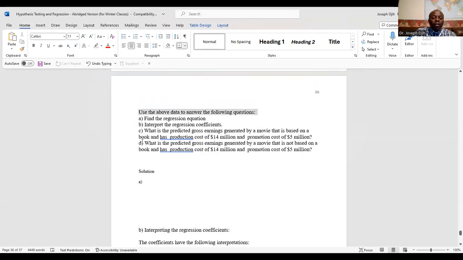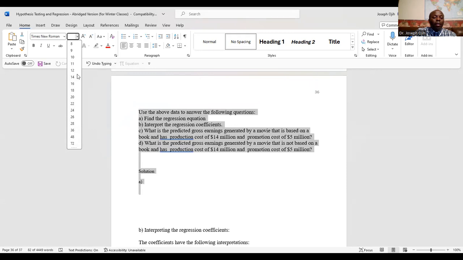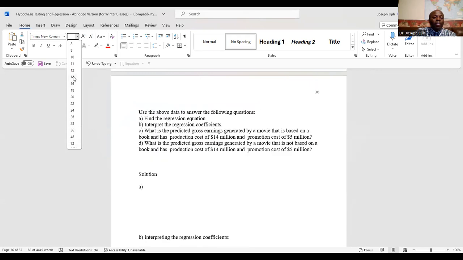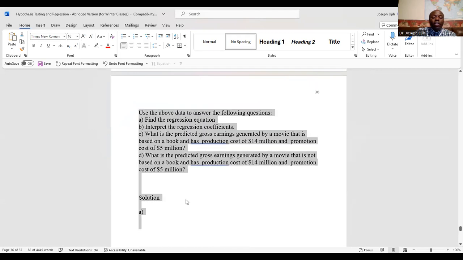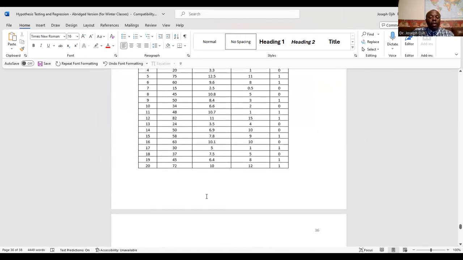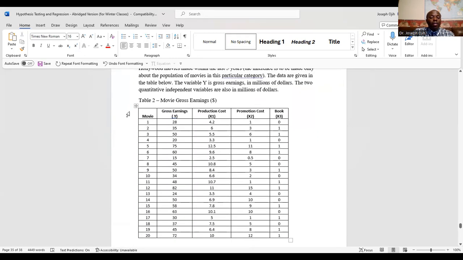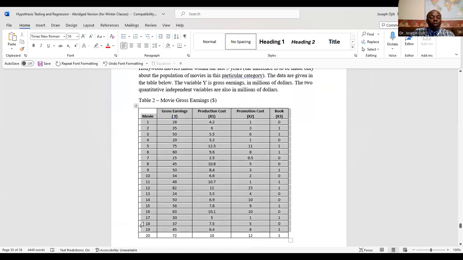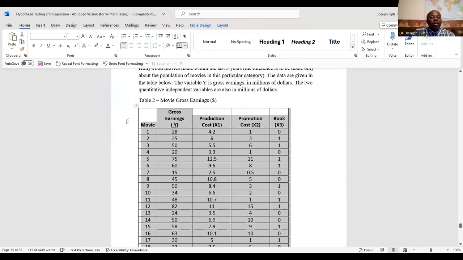We are limiting ourselves to finding the regression equation and then using this to make some prediction. We're not going to do testing of hypothesis. So again, like I said, the first thing you need to do is to put all this data in Excel. I'm going to make it a little bit bigger. Okay, put them in Excel.